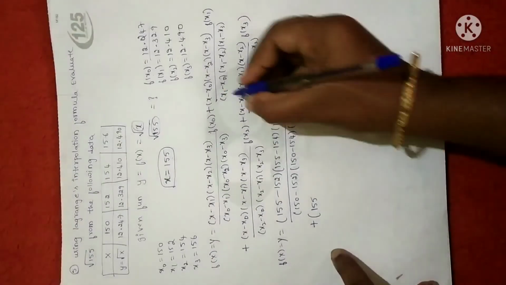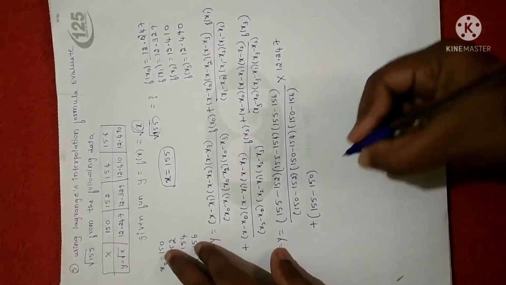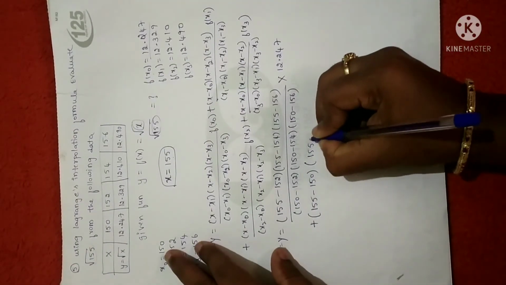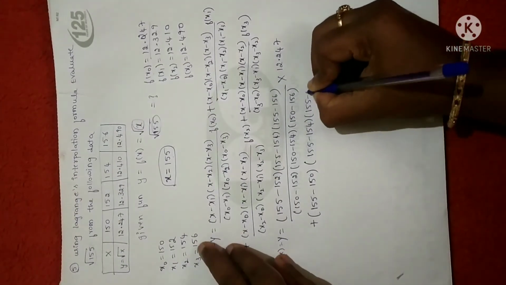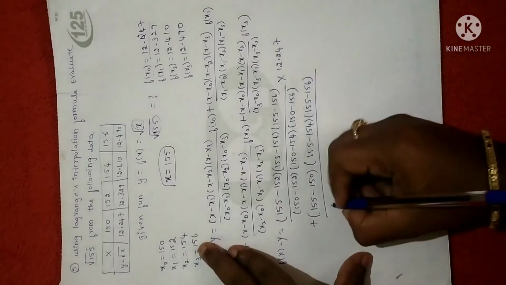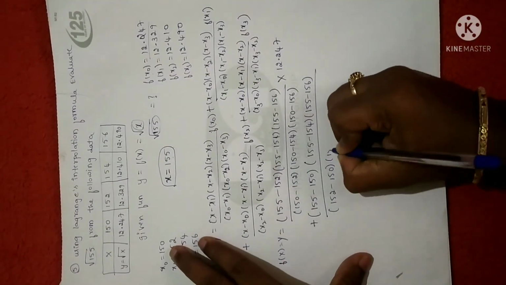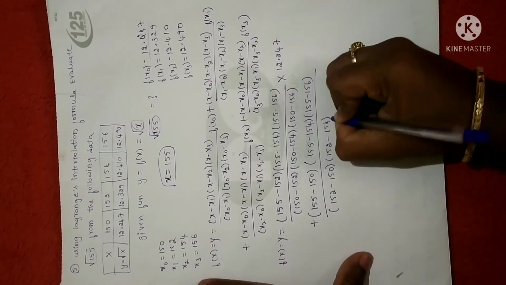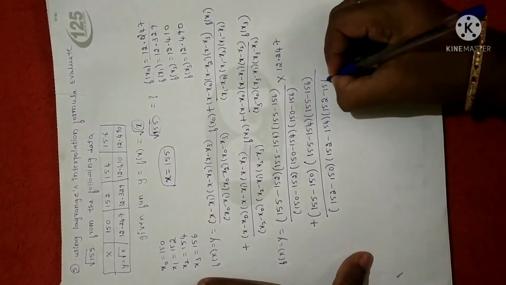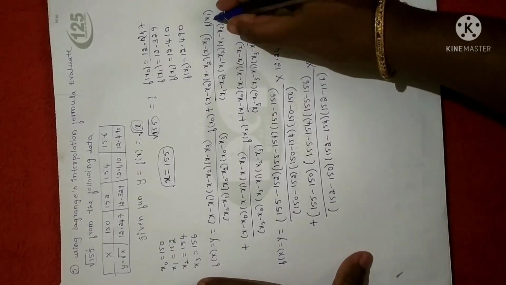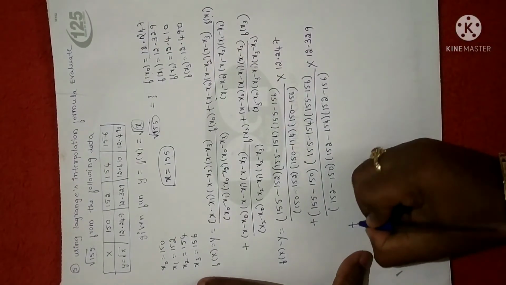Plus, second term I'm going to write here: 155, x is 155 minus x0 is 150. Right. Next x is 155 minus x2 is 154. Next x is 155 minus x3 is 156, divided by x1. X1 is 152 minus x0 is 150. Next x1 is 152 minus x2 is 154. X1 is 152 minus x3 is 156 only. Into f of x1, which is 12.329.